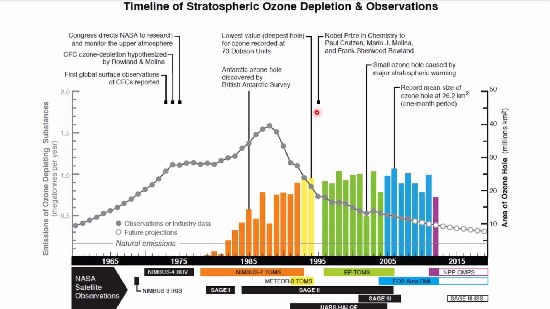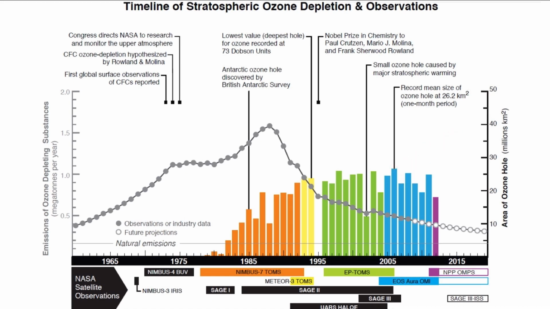Similarly, in 1995, the Nobel Prize in Chemistry was awarded to Paul Crutzen, Mario J. Molina, and Frank Sherwood Rowland for the discovery of the ozone hole and the role of ozone depleting substances. At this level, we are seeing that a small hole caused by major stratospheric warming was produced. Small means that the ozone hole was not created in a greater proportion because of the mixing of the air. So it means when the conditions are colder, then there is greater production of the ozone hole.